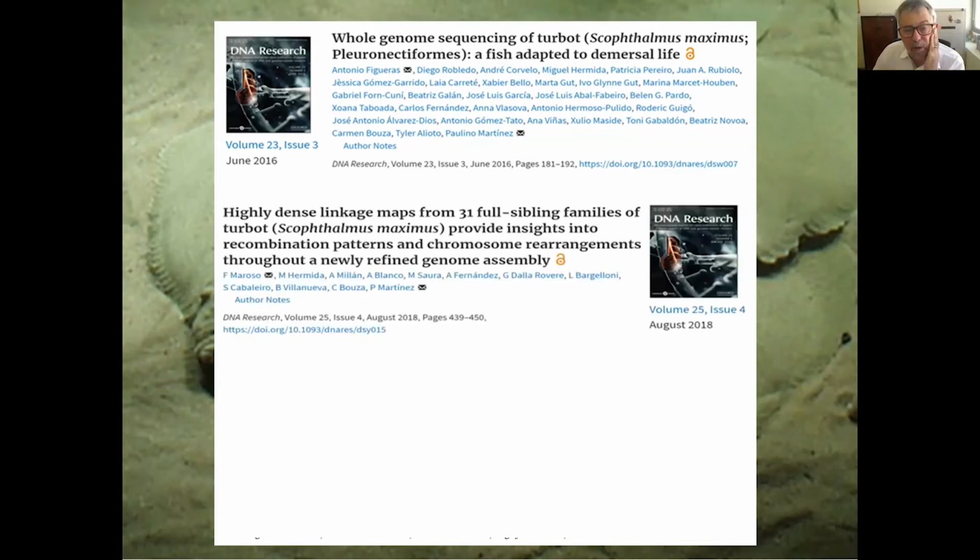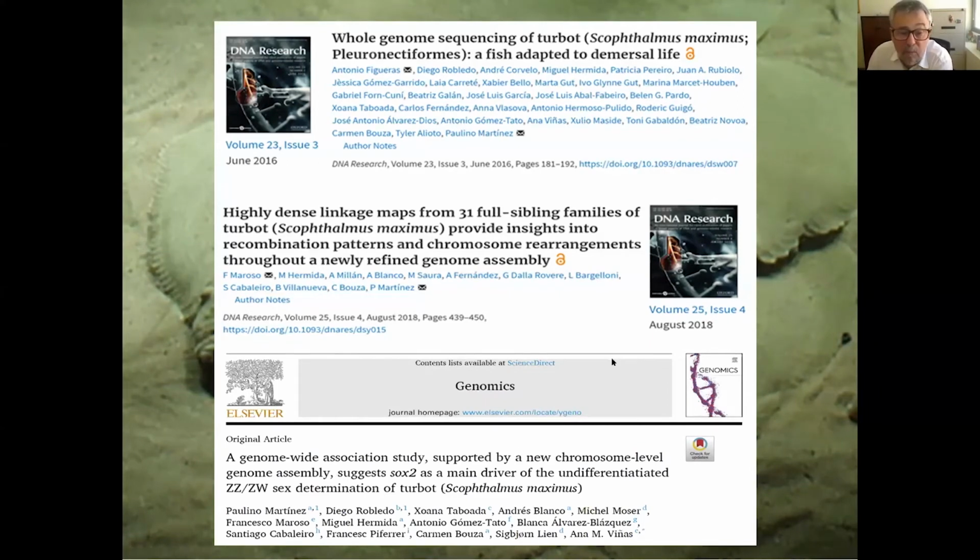But later we achieved the 22 macro scaffolds corresponding to the 22 chromosomes of the turbot karyotype using a highly dense genetic map. And finally, one month ago, more or less, we released a final, chromosome-level version of the turbot genome that includes only 28 scaffolds or contigs assembled using the genetic map, representing more than 95% of the genome, so a very important assembly.